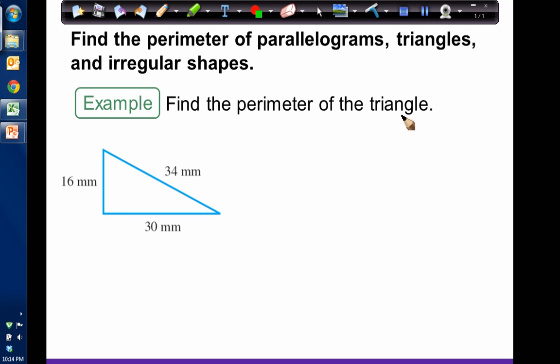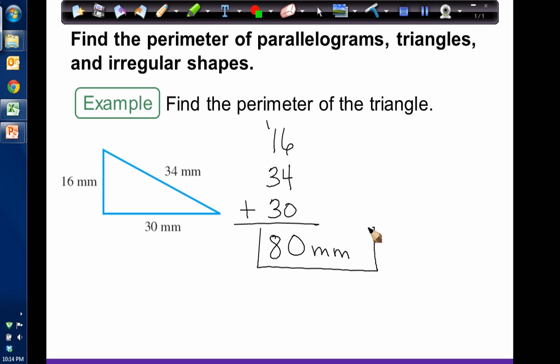For a triangle, find the perimeter of the triangle. The sides are not necessarily related to one another unless, as in this case, it's a right triangle. But let's just add up the sides the way we would normally do it. We usually call the sides A, B, and C, but we may not. Let's just add them up. 16 plus 34 plus 30. So that's 80 millimeters.